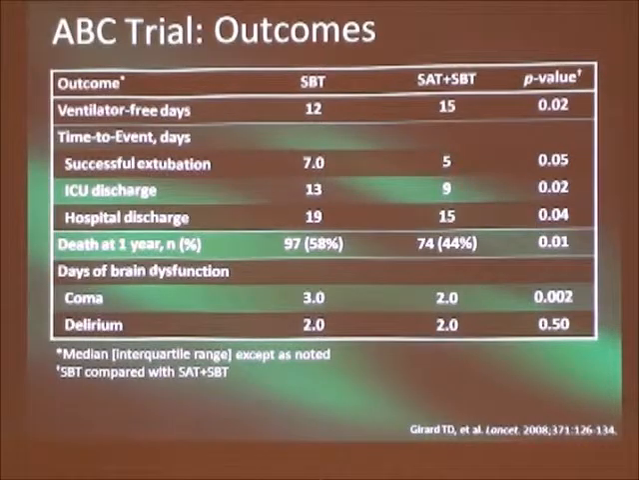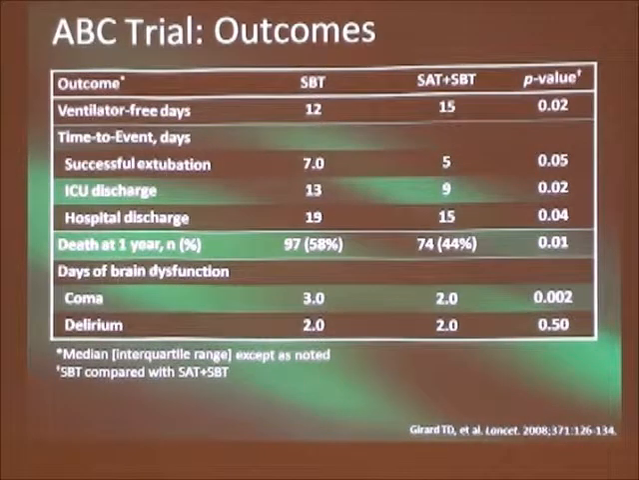So I want to take a step back because I misspoke. Spontaneous awakening trials and spontaneous breathing trials were in favor. That was in their favor. They were longer times off the vent. Death at 1 year, check that out. 44% versus 58%. That's a big deal. And then coma, looking at brain dysfunction, far less coma when you look at percentiles, and delirium about the same. So no change in delirium, unfortunately, in doing that.